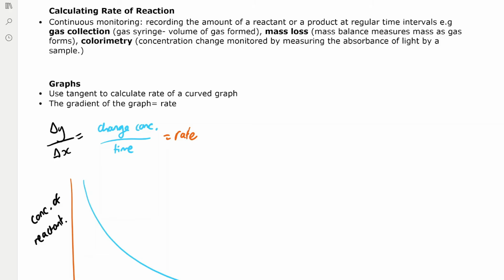We can do this by three main methods: gas collection, using a gas syringe, where we measure the volume of gas formed; mass loss, where we use a mass balance to measure the mass as a gas forms. As a gas evolves, it leaves the reaction mixture and that decreases the mass. And then we have colorimetry as well, which is where the concentration change is monitored by measuring the absorbance of light by a sample. What a colorimeter does is shine light through a sample and measure how much light is absorbed by the sample. So the higher the concentration of a sample, the higher the absorbance will be.